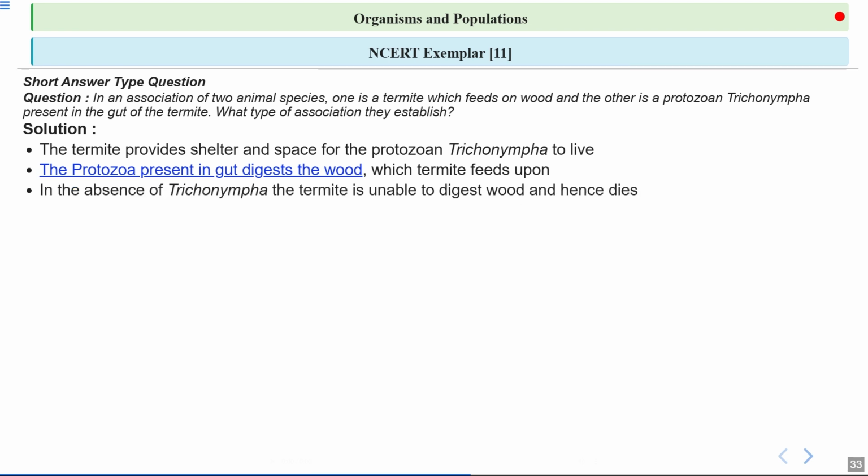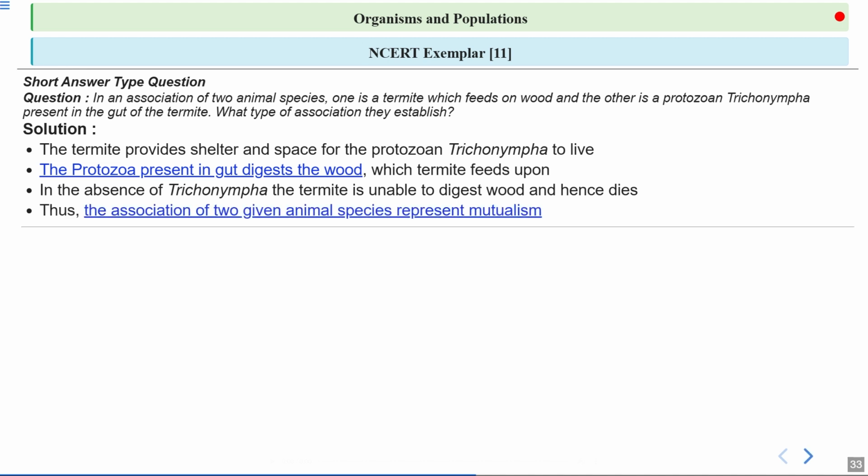Now in the absence of Trichonympha, the termite is unable to digest wood and it dies. So what is this kind of relationship? Now since both the termite and the protozoan benefit from living together, this association is called mutualism. So this is a win-win situation. Both the interacting partners are benefited.